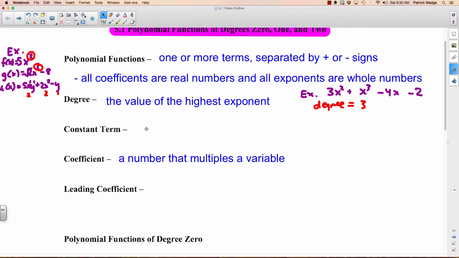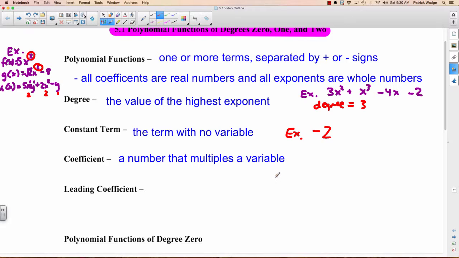Great. Constant, or constant term, is the term with no variable. So in this case, in this example here, what's the constant? Are you saying 2? Well, you're wrong. It's not 2, it's negative 2. You always take the sign in front of it. So negative 2 is the constant.